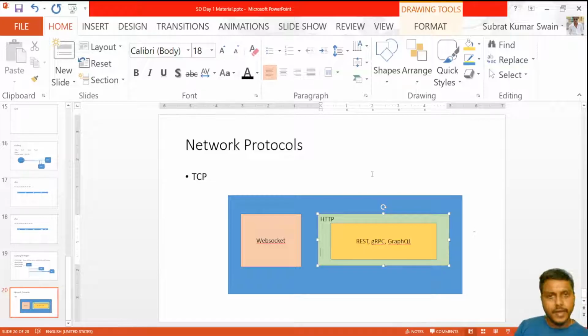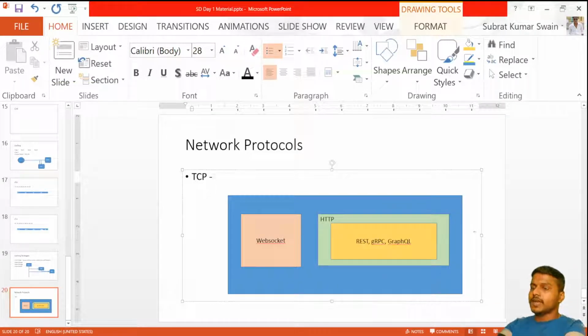So TCP is the main protocol, Transmission Control Protocol. WebSocket, HTTP, REST, gRPC, GraphQL, these are all based on TCP. If you see REST, gRPC, GraphQL, these are based on HTTP. HTTP again is based on TCP. This TCP is a transport layer protocol.